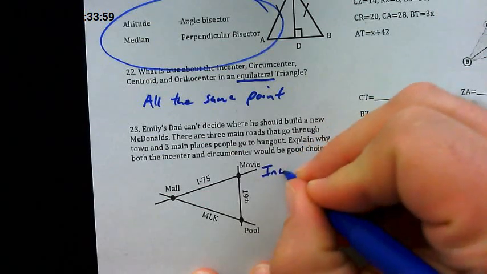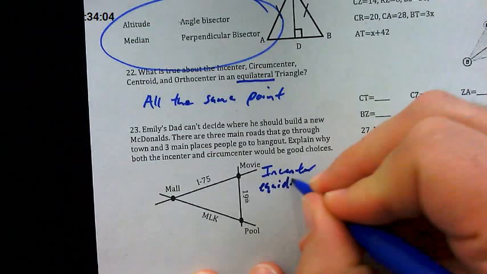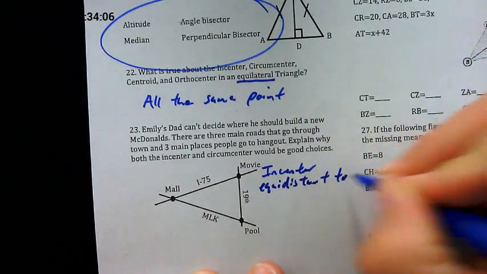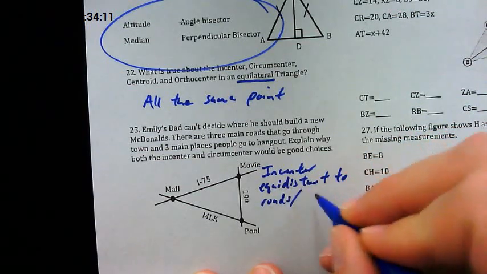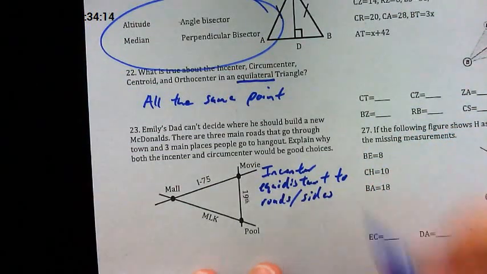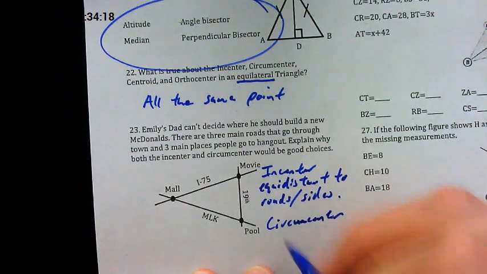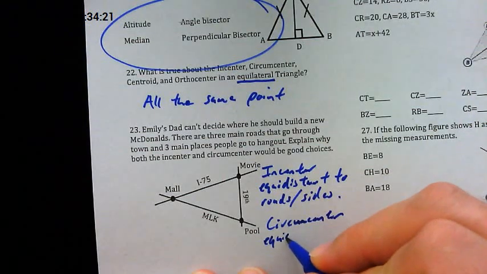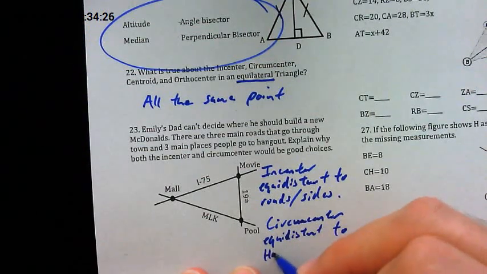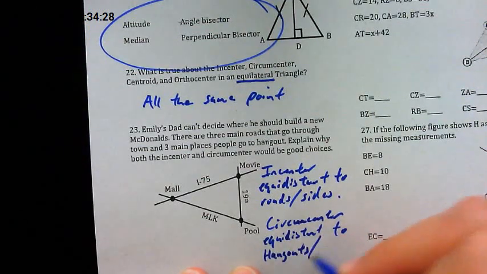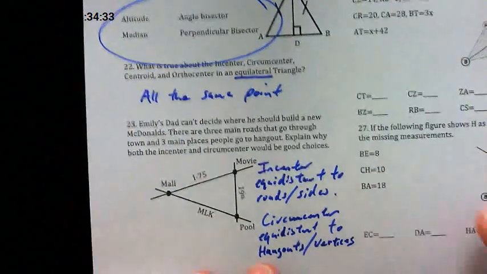So we could say incenter, equidistant to roads, which I could also say sides. Circumcenter, equidistant to hangouts, or vertices. All right.